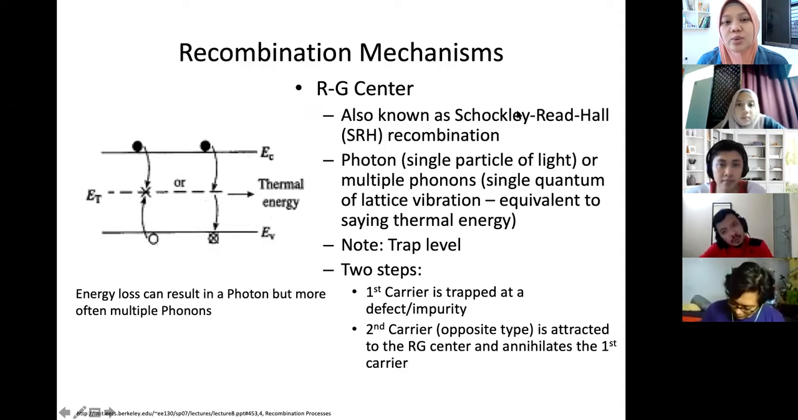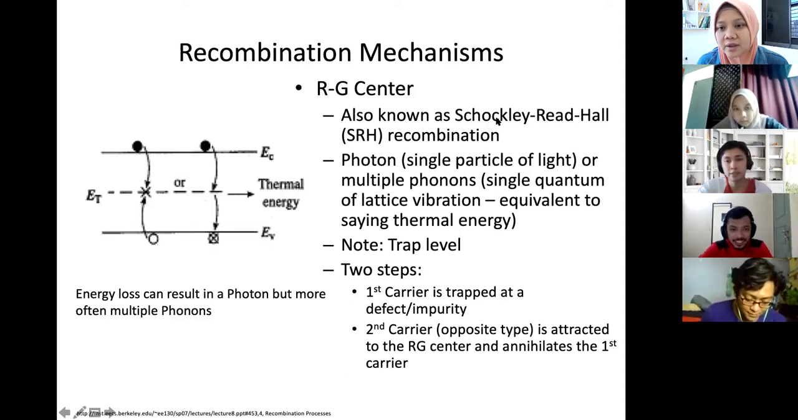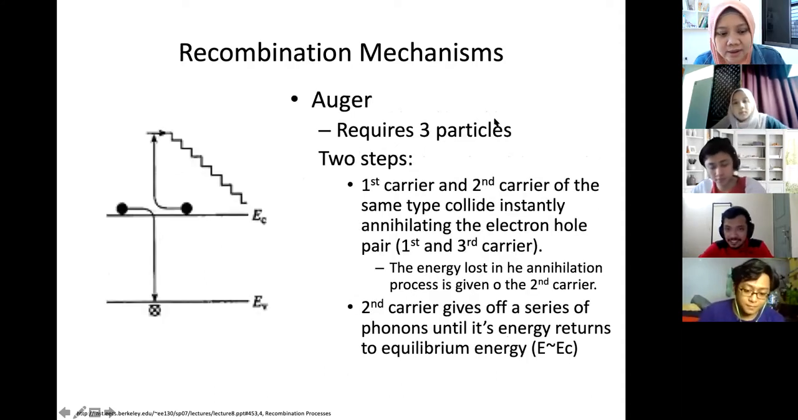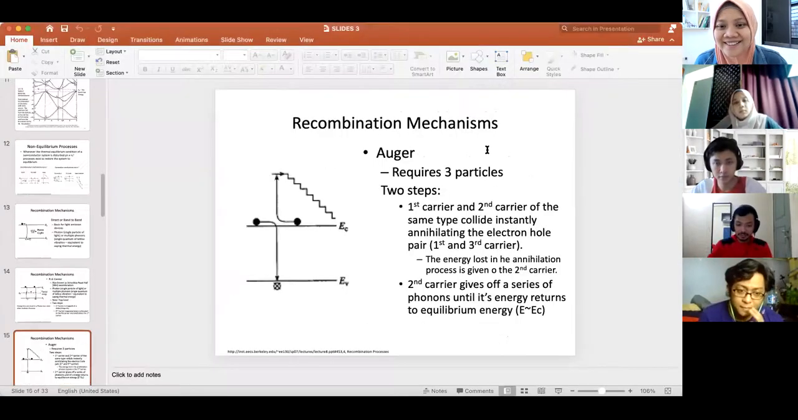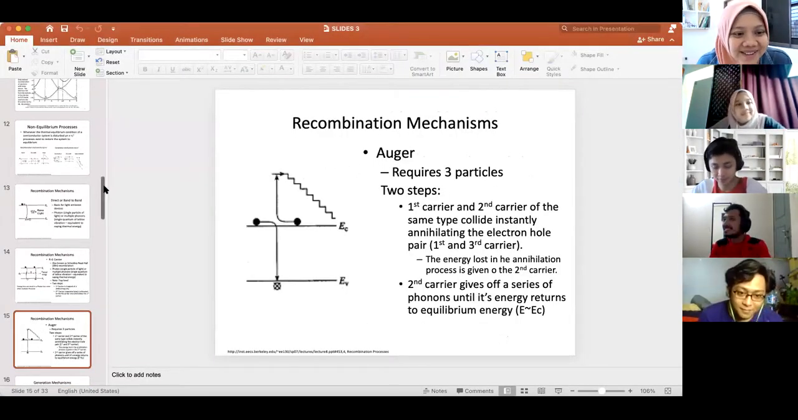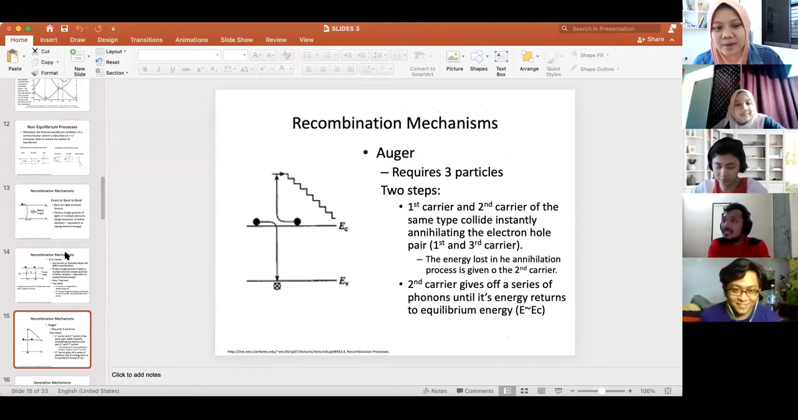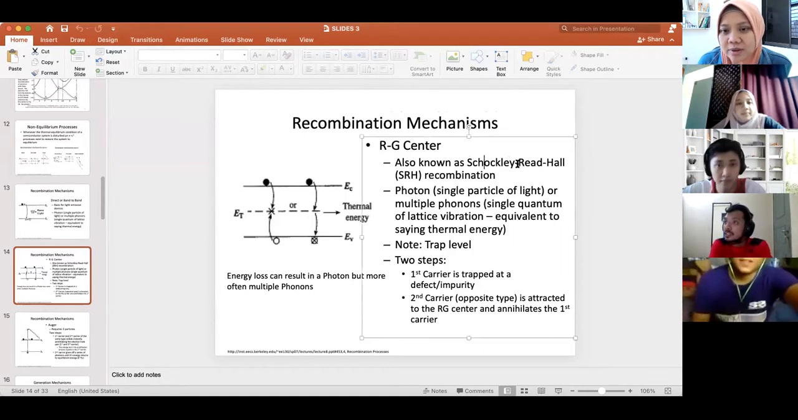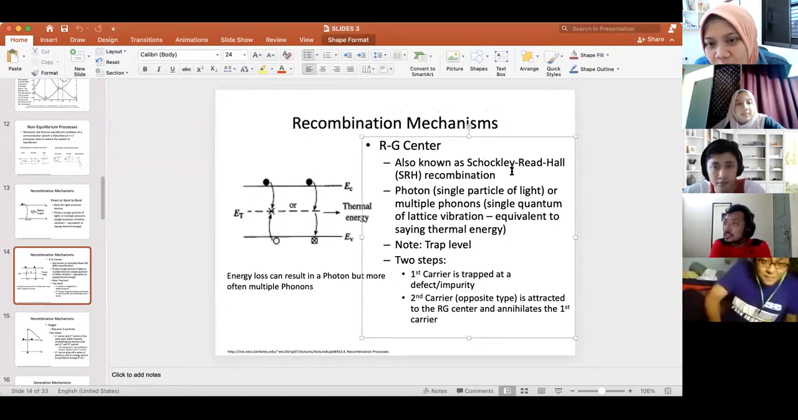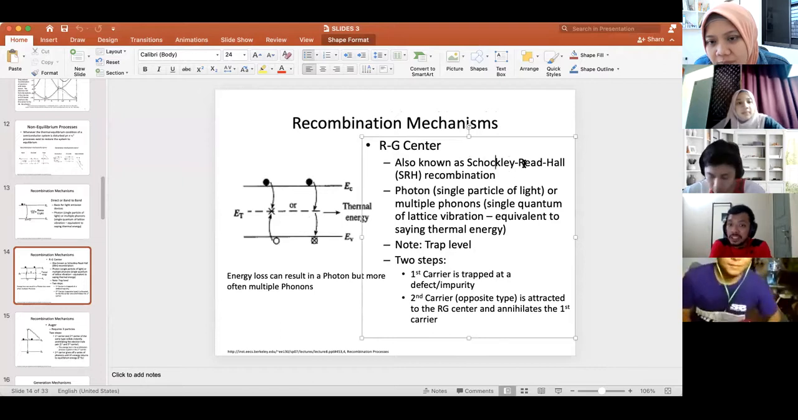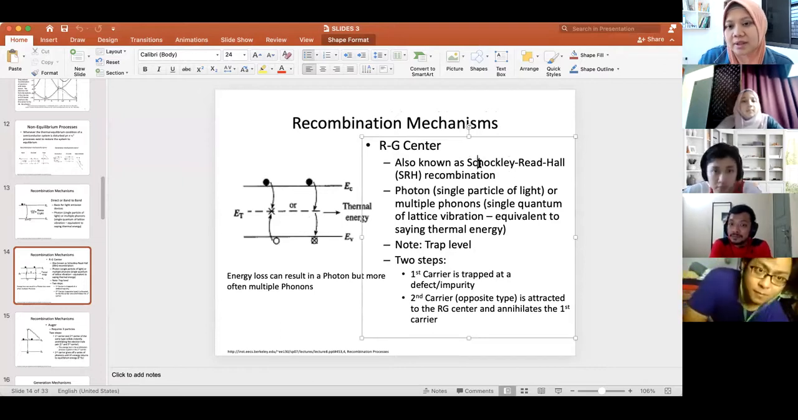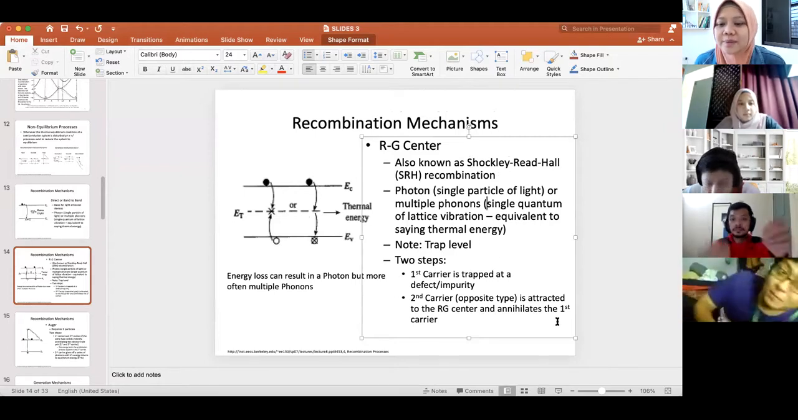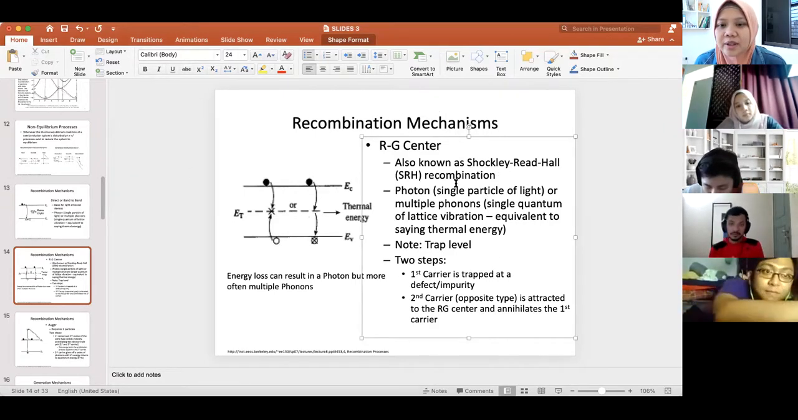generation and recombination through traps, through defects are also known as Shockley-Read-Hall recombination or generation. So ni ejaan salah, Shockley. So say you don't trust my slide. I don't even trust my slide. So saya saja tak betul kan, so jangan percaya. Kalau baca je datang kelas habis lawak. Shockley. S-H-O-C-K-L-E-Y. Betul. So this is the Shockley-Read-Hall recombination.